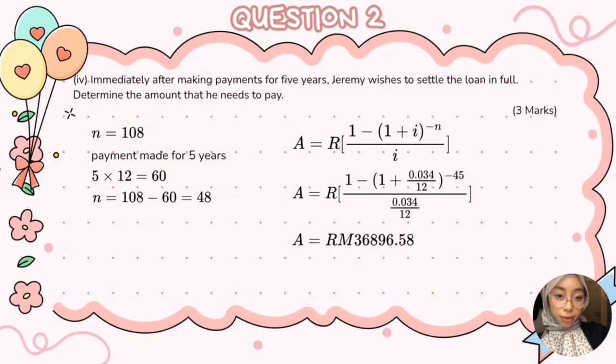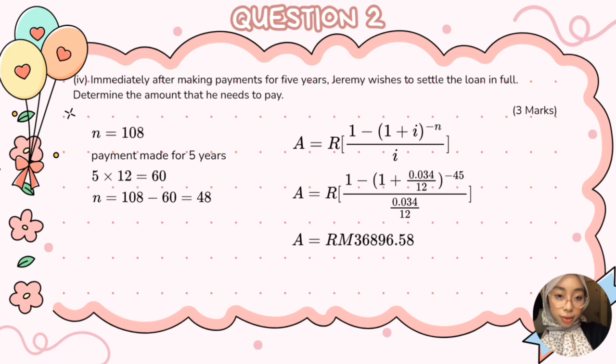To solve part C Roman 4, we need to determine the amount Jeremy needs to pay to settle the loan in full immediately after making payment for 5 years. This involves calculating the present value of the remaining outstanding payment. Step 1. Determine the total number of payments for the loan. From part C Roman 1, the total loan period is 9 years with monthly payment. So the total number of payments is 9 times 12 equals 108 payments. After that, determine the number of payments already made. Jeremy has made payment for 5 years. So payments made equals 5 times 12, which is 60 payments. So the total of N is 108 minus 60 equals 48 payments.